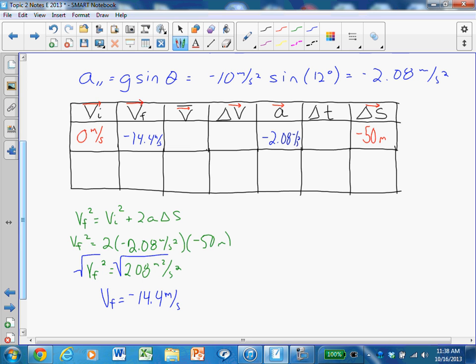But in this case, I think it's just easier to keep it negative to be consistent with the other way. Yeah. Well, you could call down positive. Then this would have to be positive, that would be positive, and that would be positive. You could do that.